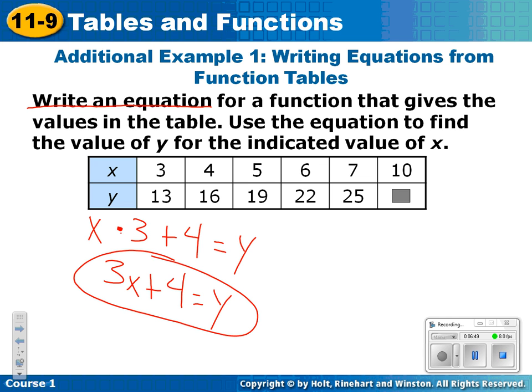$79. Because if x, let's just say x equals 25, we would plug 25 in right there. So 3 times 25 is 75, plus 4 is 79. So we could continue this chart forever, and we could always find a value for y. So when x is 10, what is y? 34. So here, that answers the other part of my question.